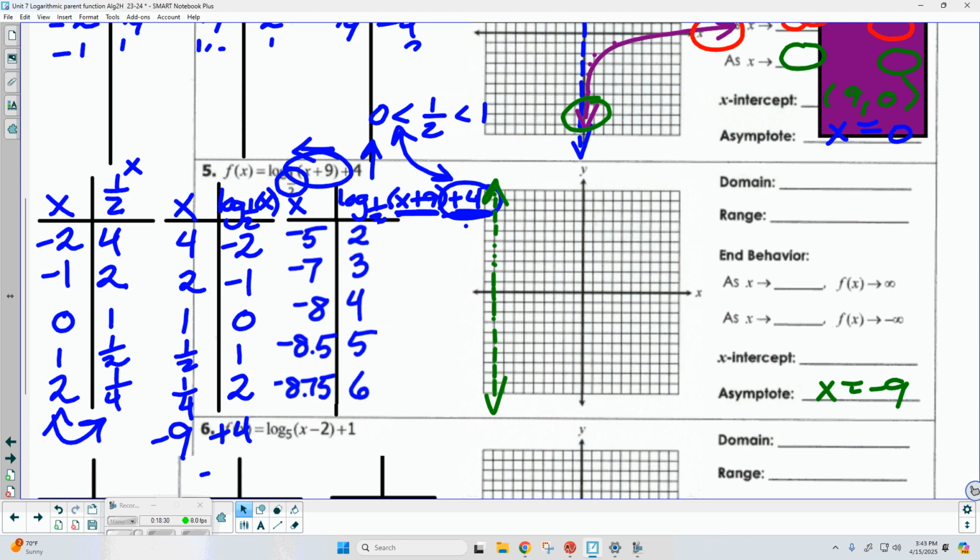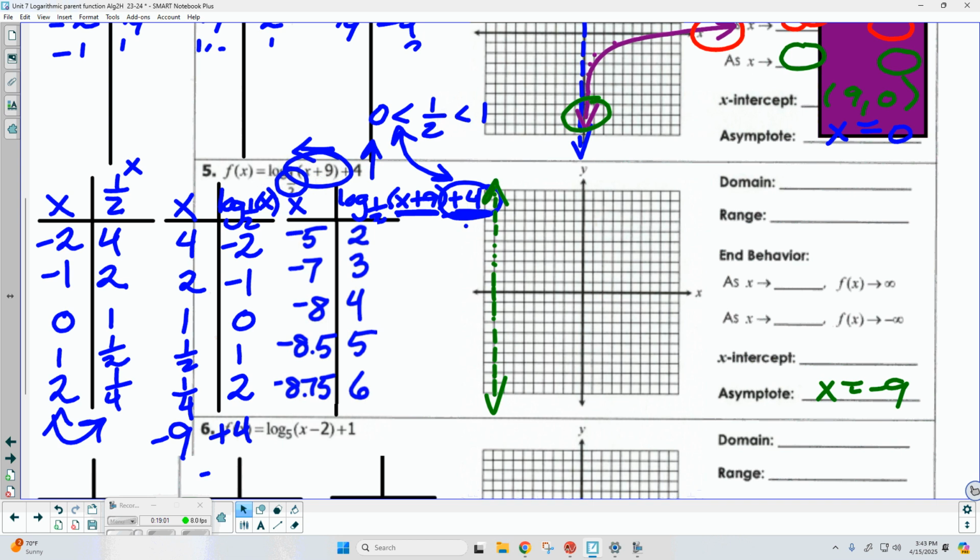Let's see, look at how I got these values. 4 minus 9, -5. 2 minus 9, -7. 1 minus 9 is -8, all the way down. But how did I get the y values? -2 plus 4, there's your 2. -1 plus 4, there's your 3. How many people got the table? Okay. So that's something we'll practice. We'll keep working on that. Does anybody have any questions?